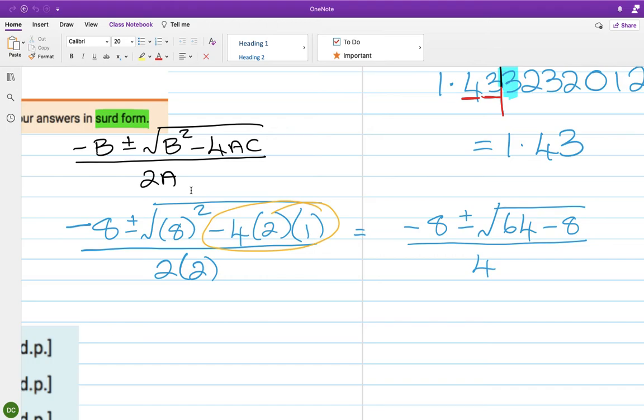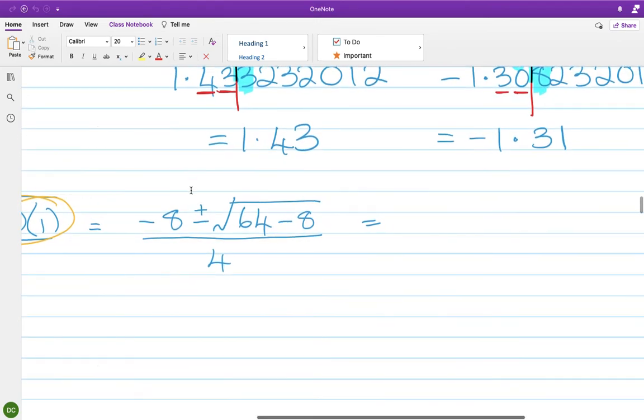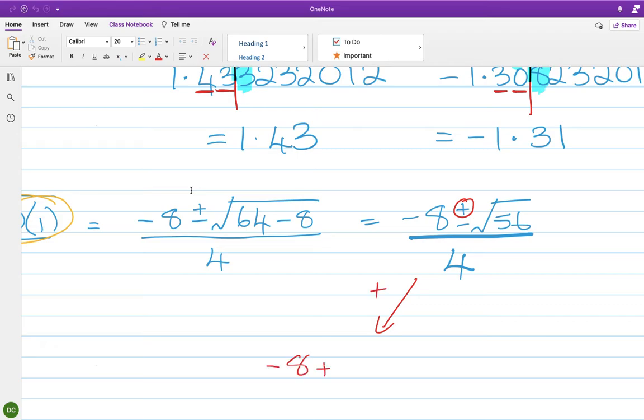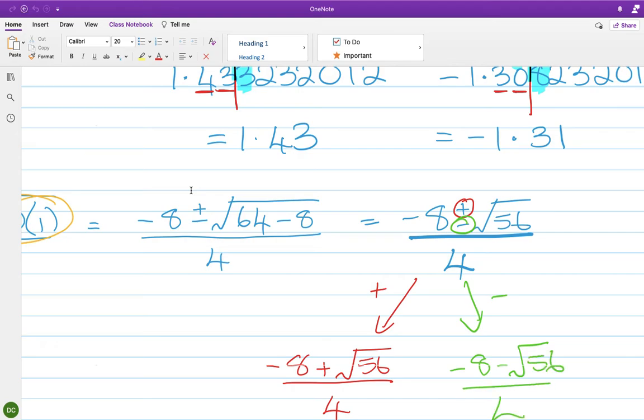Then we have, I'm going to keep moving sideways for a minute. So minus 8 plus or minus the square root, 64 minus 8 is 56, over 4. Once I get to that point, I can split up. So I take my plus this way, which is minus 8 plus root 56 all over 4. And I take my minus the other way, which is minus 8 minus root 56 all over 4.